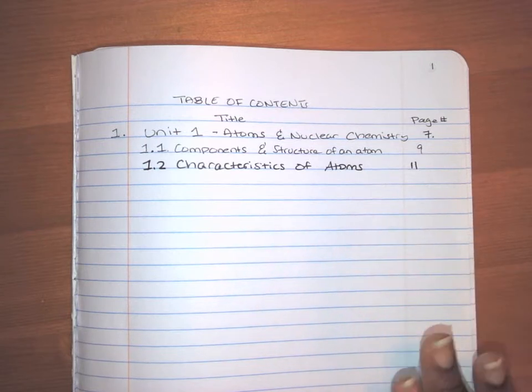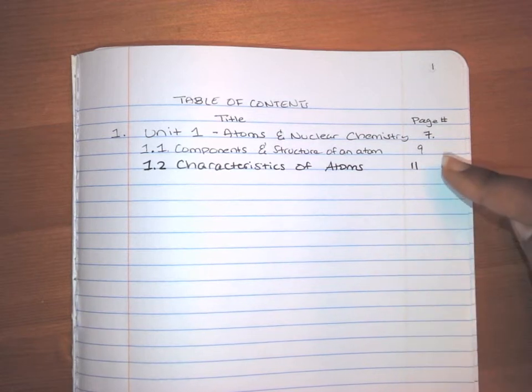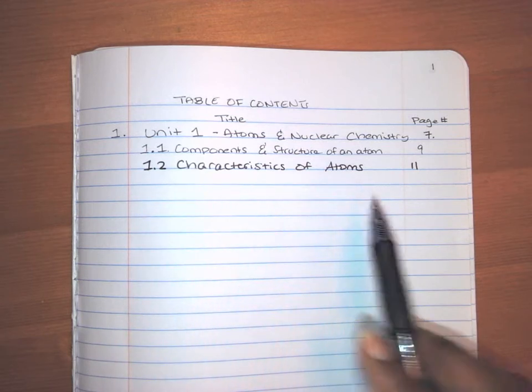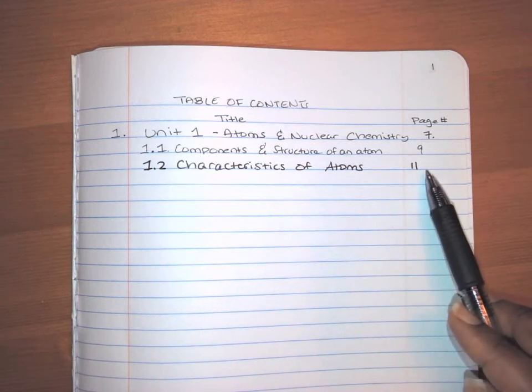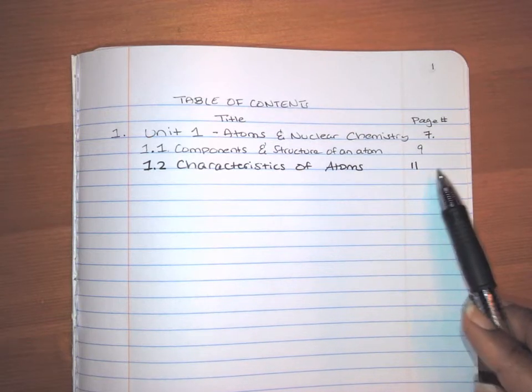For those of you who have your notebook, you want to start with your table of contents. You're going to write the title down, 1.2 Characteristics of Atoms. For me, my notes will start on page 11, so whatever page your notes start on, please write that down there.